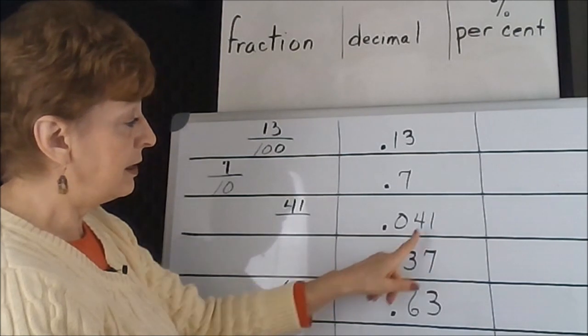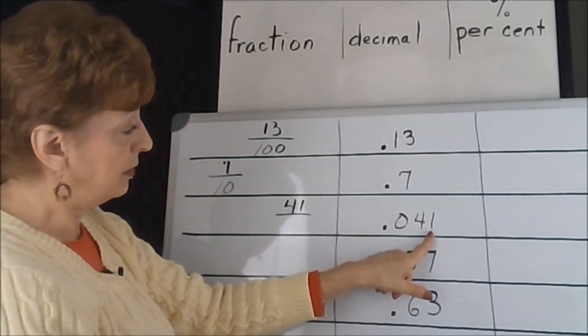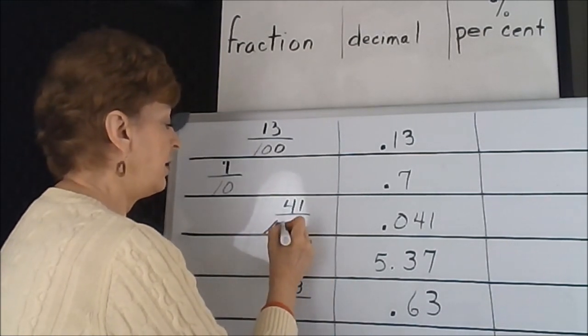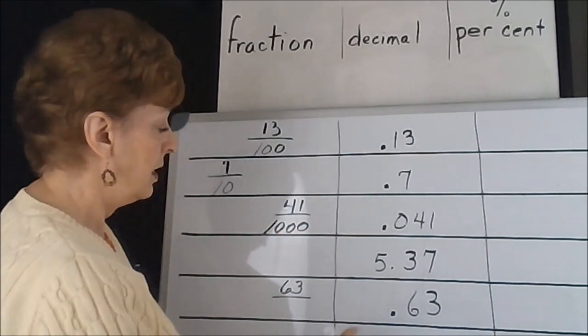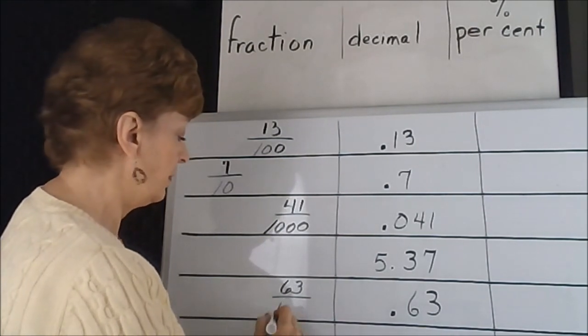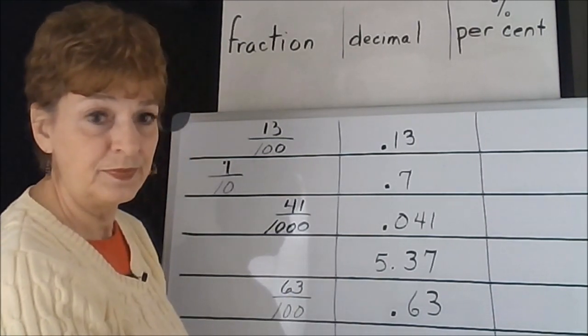The 1 in this decimal is in the thousandths place. Our denominator is the thousands. And our 63, the 3 part, is in the hundredths column. So our 100 goes here.